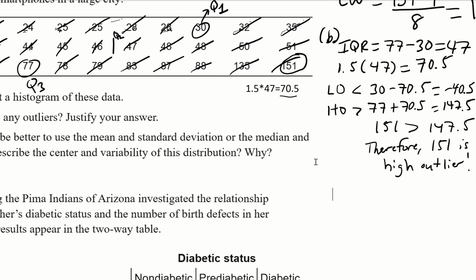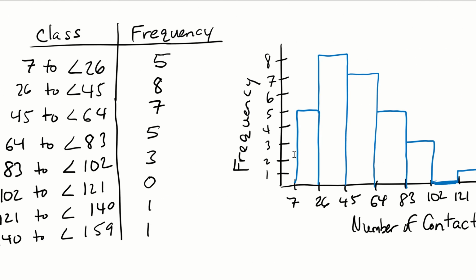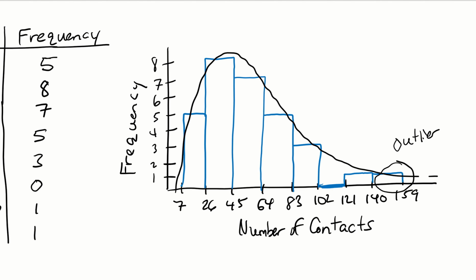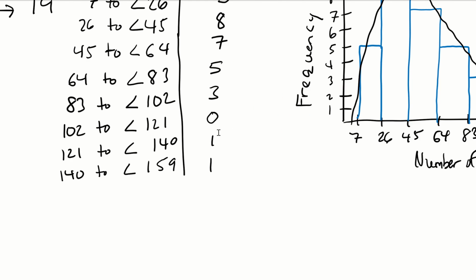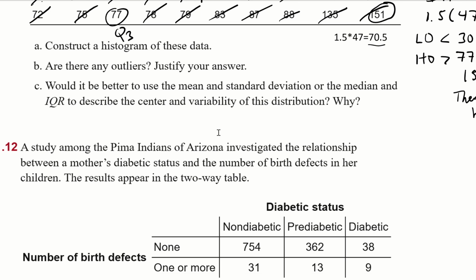Okay, so we do have an outlier and we justified why that's the case. Would it be better to use the mean and standard deviation or the median and IQR to describe the center and variability? Well, if you look at the shape of the distribution, it does appear to be skewed right. And we've established that there's an outlier here. Since it's skewed, we are using the median and the IQR. For symmetric distributions, you can use the mean and standard deviation. For skewed distributions with outliers, use the median and the IQR to describe the center and variability.